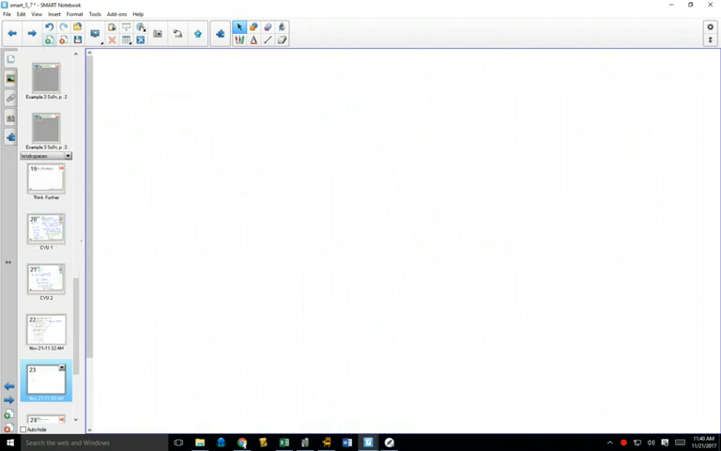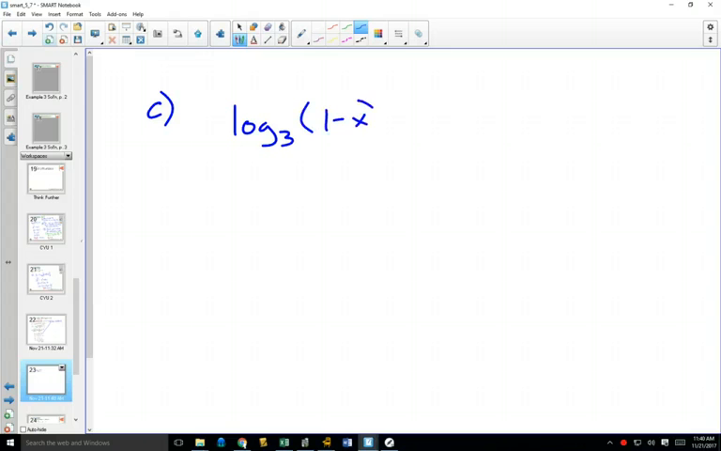Okay, you wanted one question, so we'll make this C. I'm going to have this one: log base 3 of 1 minus x equals 3 minus log of x plus 11. Oh, I like this question.